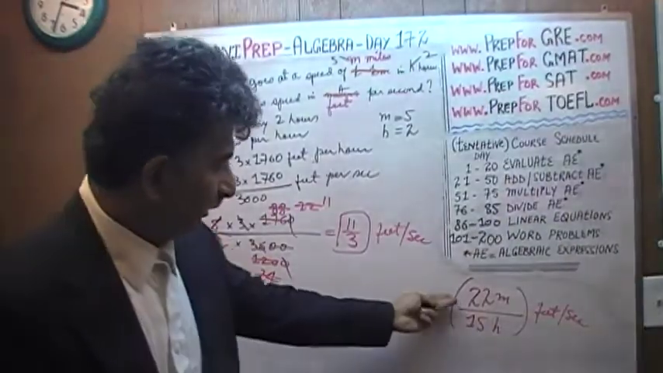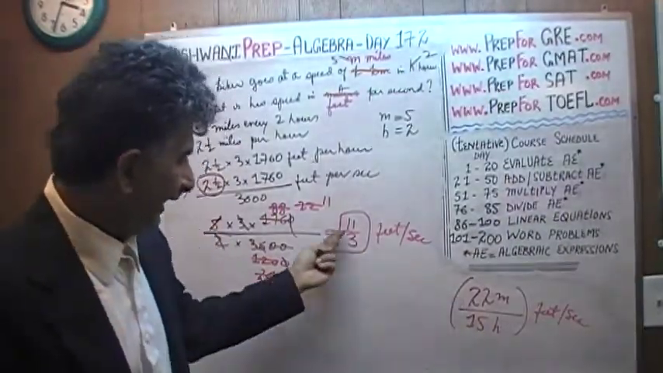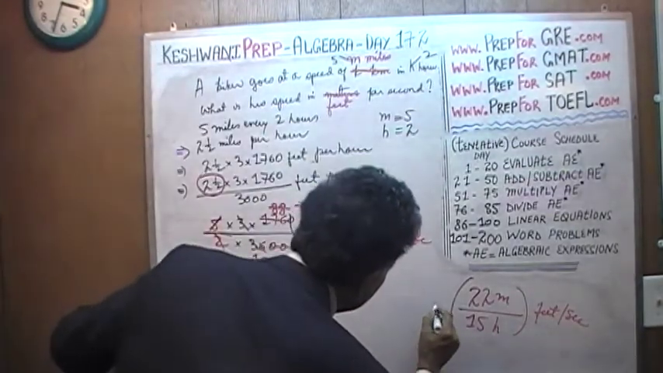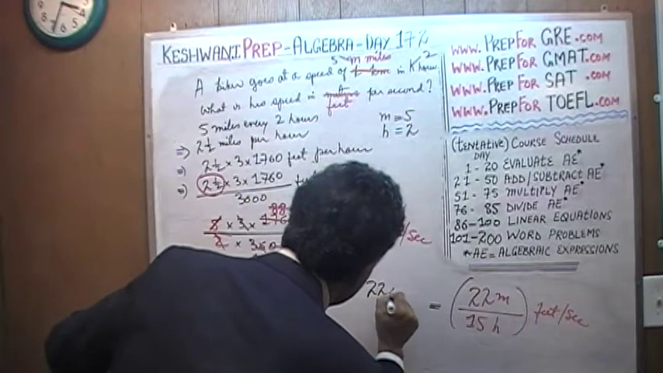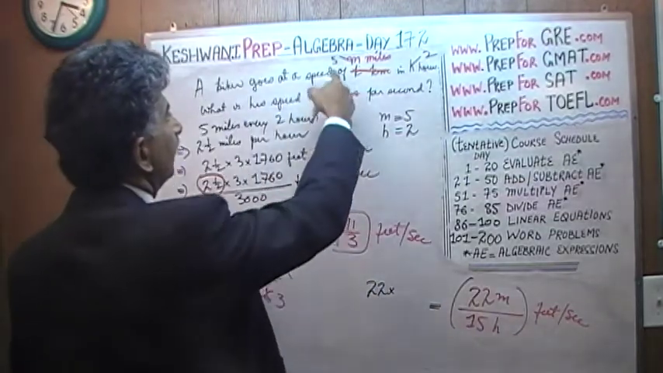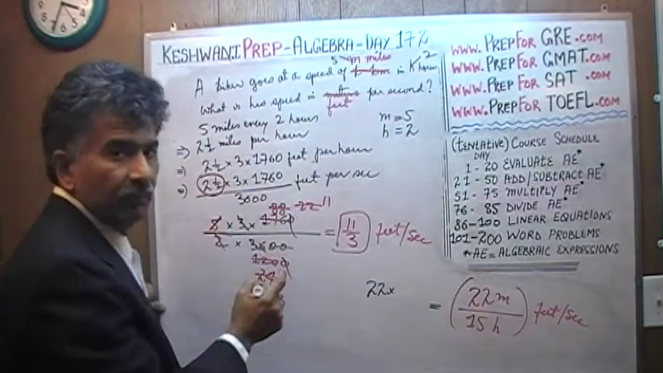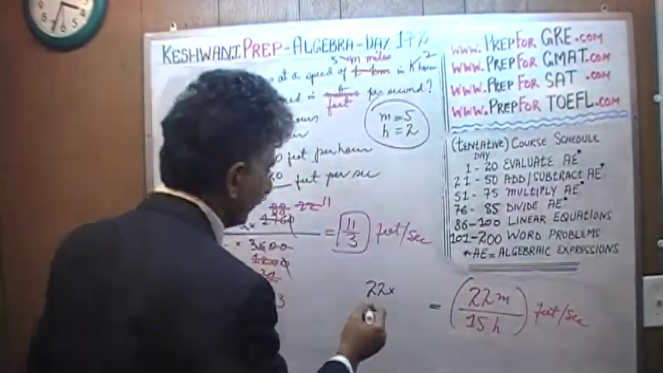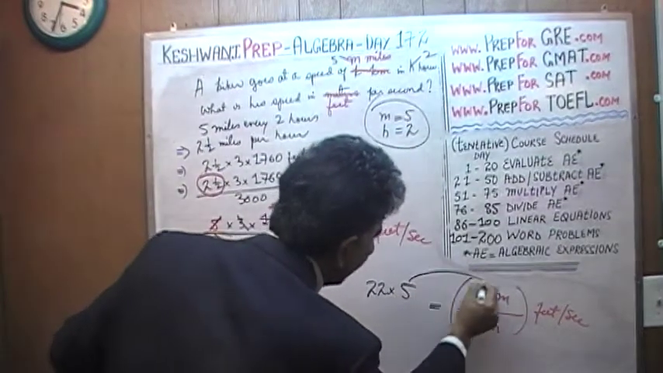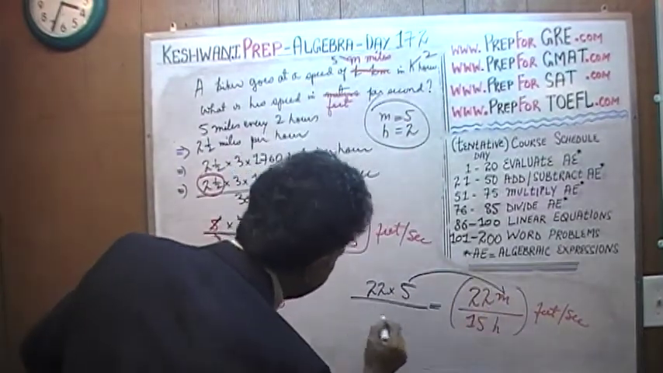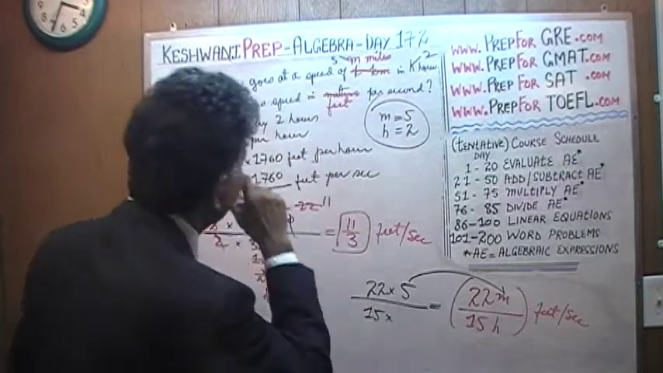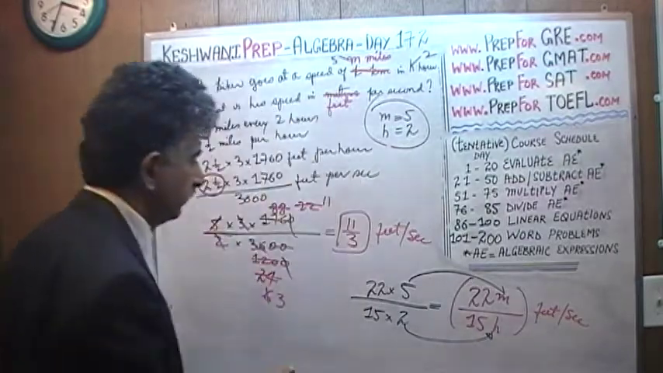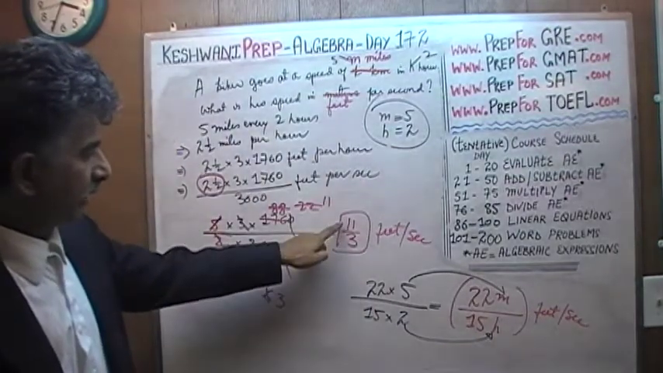The question is, that thing looks nothing like 11 over 3. Or does it? Let's find out. 22 times m. M is 5. We pretended that we're going 5 miles every 2 hours. So there is your m, 5. Over 15 times h, every 2 hours. There is your h. And that, when we reduce it, better come out to be 11 over 3.